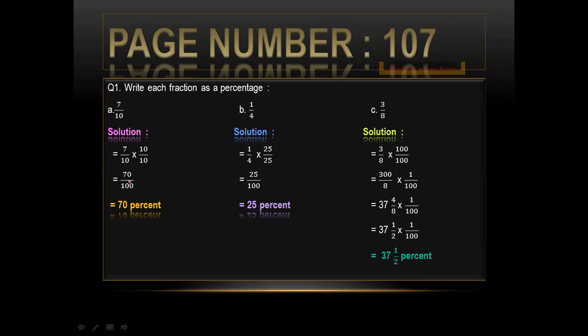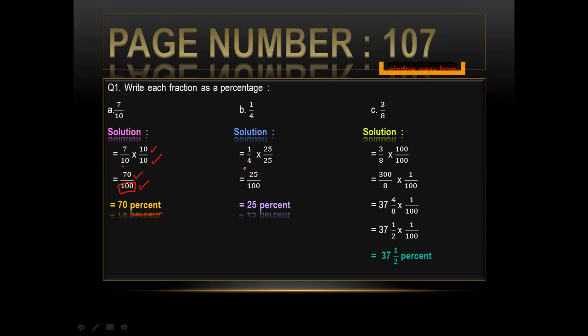First part is 7 over 10. In the first step, we convert 10 into 100. For this purpose, we multiply and divide by 10. 7 multiplied by 10 and 10 multiplied by 10, 70 over 100. Now instead of this 100, we write the word percent. Our answer will be 70%. The numerator will be unchanged, and instead of the denominator, which is 100, we write the word percent.